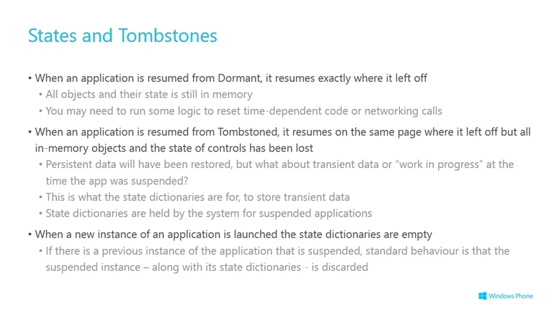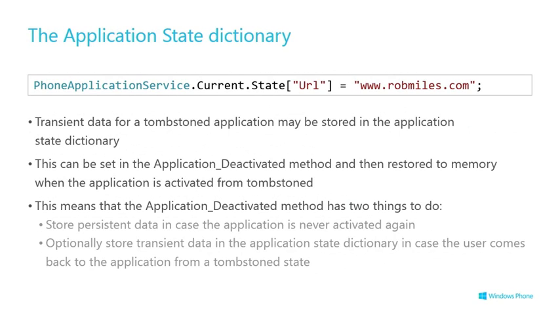New instance. The state dictionary is empty. So this is the application state dictionary. There's actually two application state dictionaries. There's one that's application-wide, where you can store stuff, and it's just a dictionary. So you create a key with a string value, and you store some value in an object in it. Any object that can be serialized can be stored in the state dictionaries. And this can be set in the application deactivating method, and then you could restore it to memory when you come back from Tombstoned.